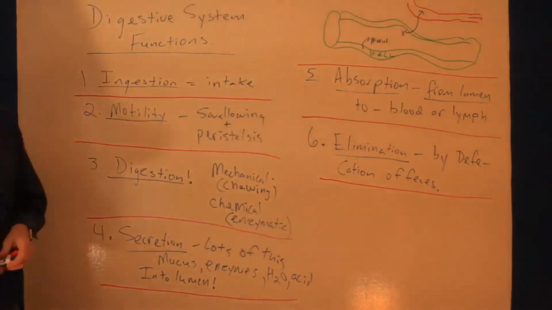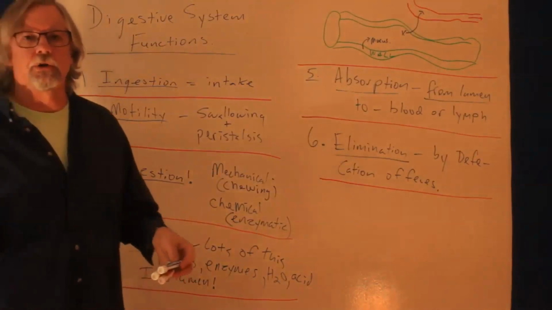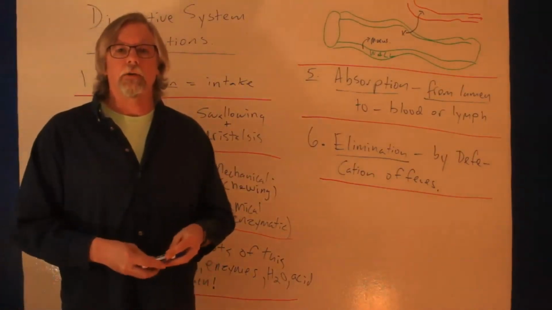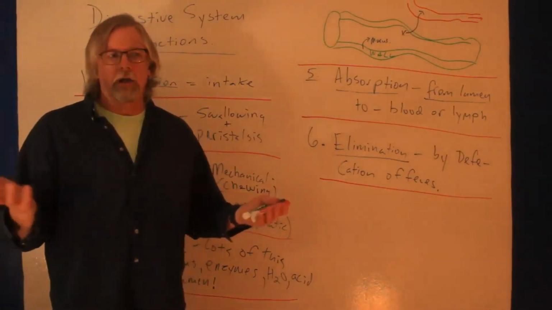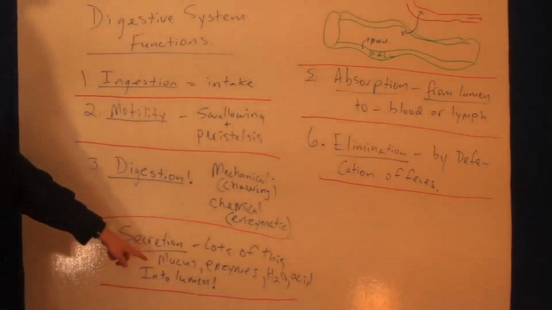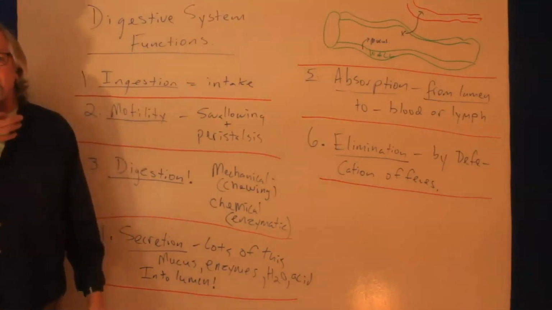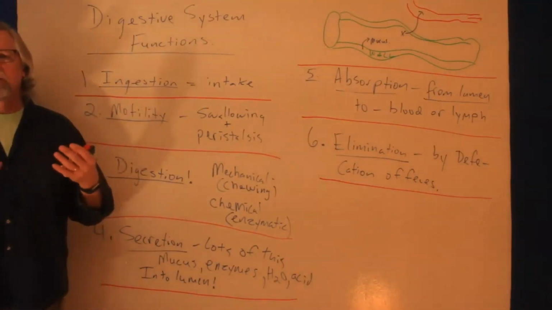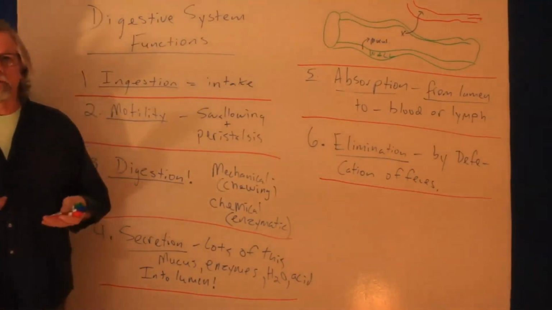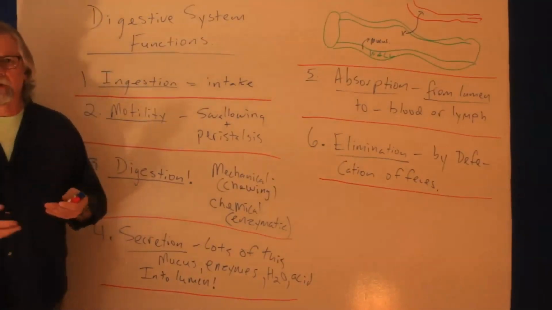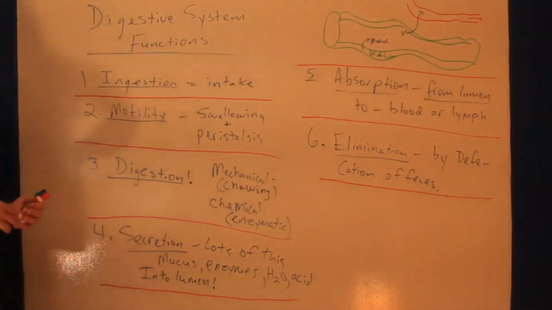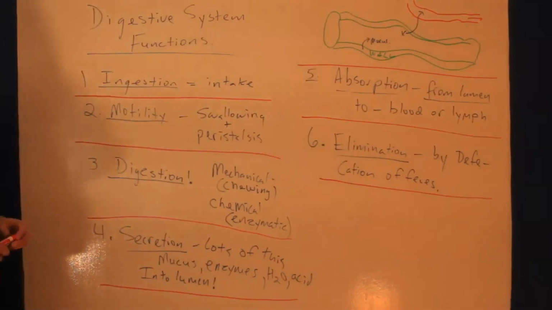Secretion is an important function. There's a ton of secretion going on in your digestive tract. So what's secreted? I listed a few things. There's a lot of mucus, especially in the beginning. Mucus is going to ease the passage of food. You chew stuff up, but it's still pretty large, and that's going to be abrasive. Mixing it with mucus makes it slide through a little bit easier.